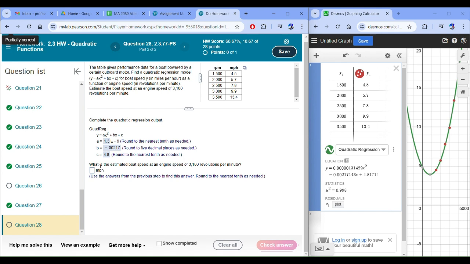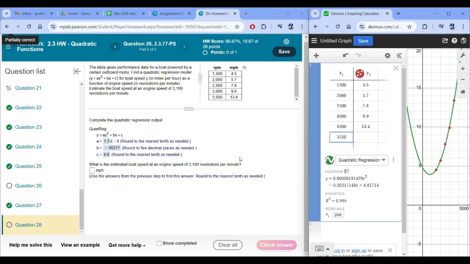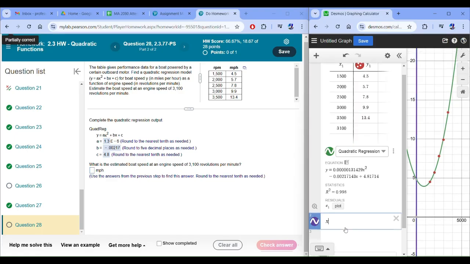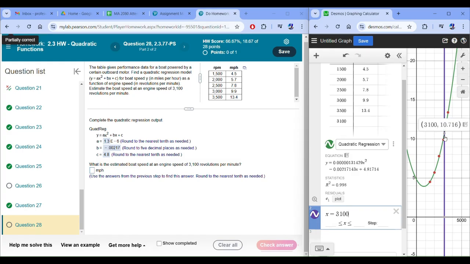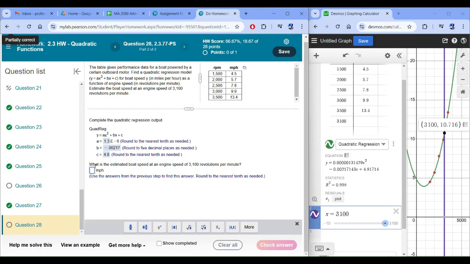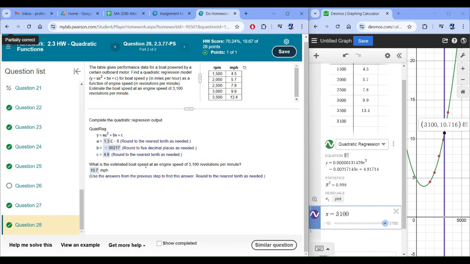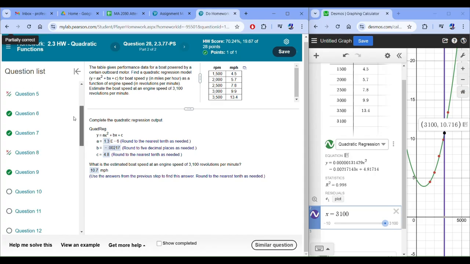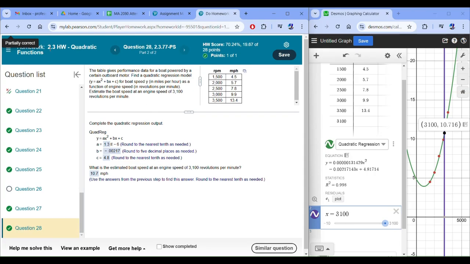Awesome. What is the estimated boat speed of an engine with 3,100 revolutions? Can I just put in, this is an X value, 3,100, and will it give me an answer? Wait a minute, let's do X equals 3,100. Boom. To the nearest tenth, 10.7 miles per hour. Oh, nice. Cool. And now we are officially done. Awesome. And that completes 2.3 quadratic functions. Good luck.